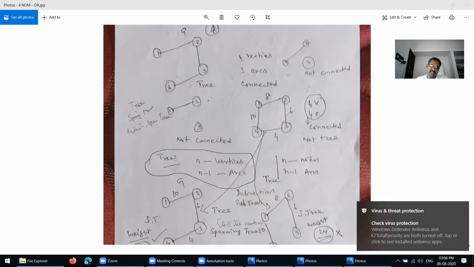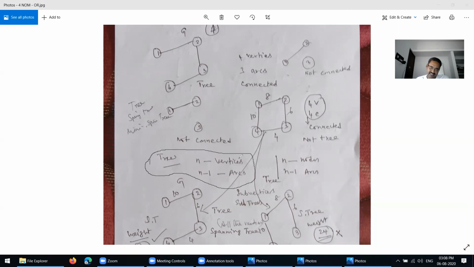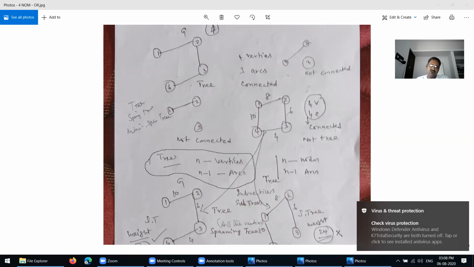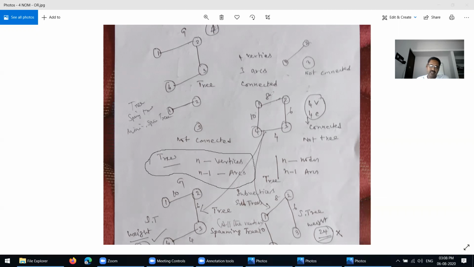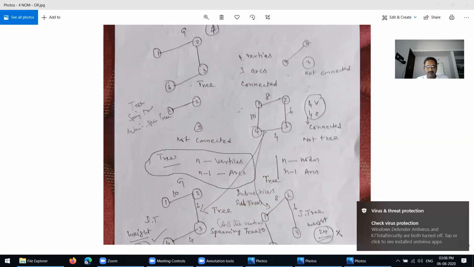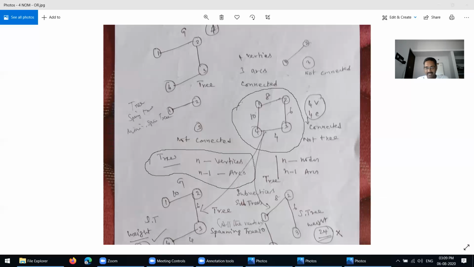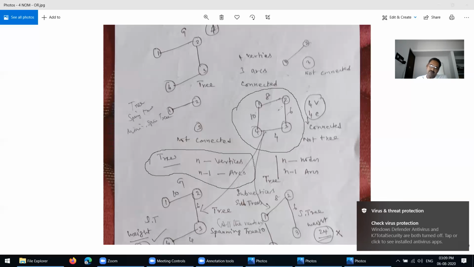Then how to say it is a tree? For a tree we have the condition: n vertices and n minus 1 arcs. This one is connected, but not a tree. Sometimes we have to find a subset of this one that is known as a tree. Sometimes we have to develop more than one subset for this connected graph.